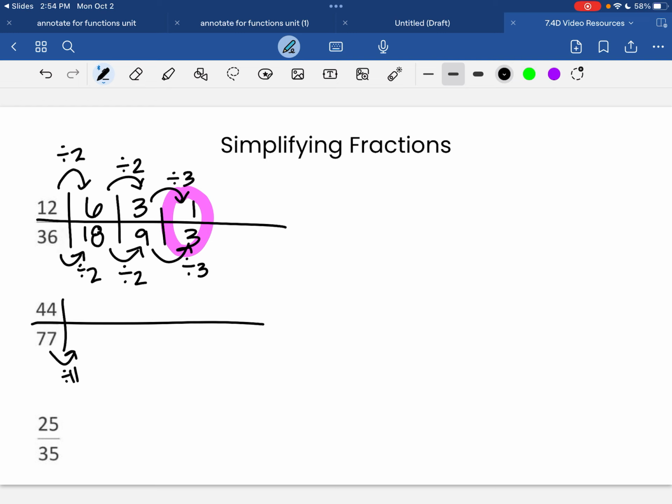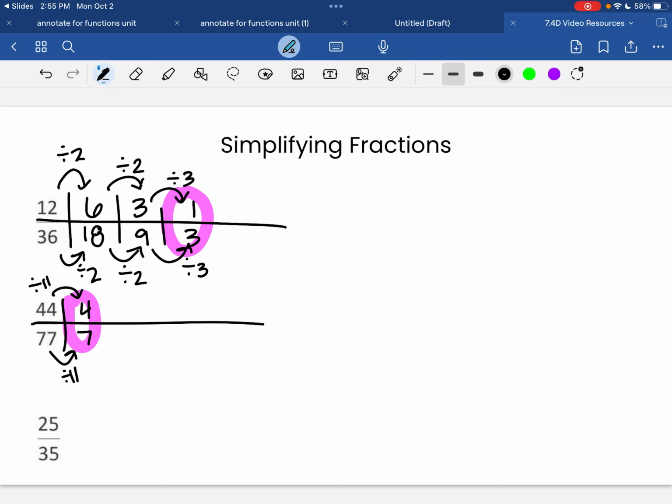I know 77 divided by 11 is just 7. And 44 divided by 11 is 4. And I recognize I cannot simplify any further. So 4/7 is the simplest form of 44/77.